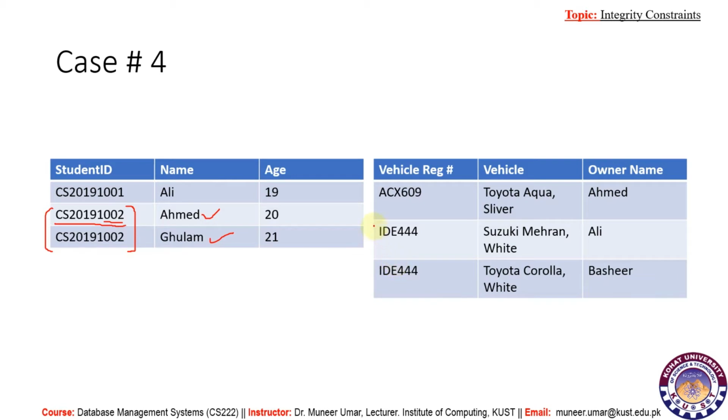Here in the case of vehicles, we have two vehicles having the same registration number, which is obviously not possible. So this is also a case, and we may face errors or issues with such values in databases.